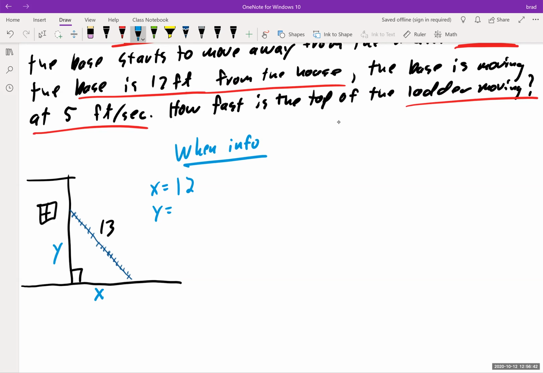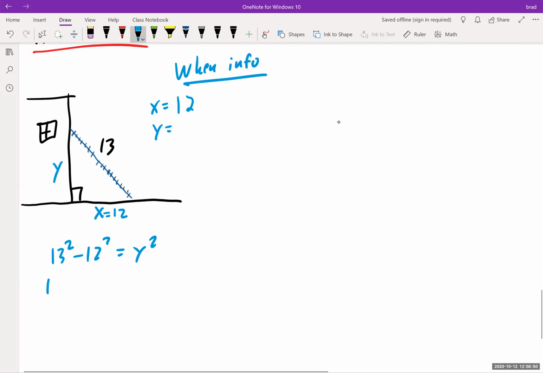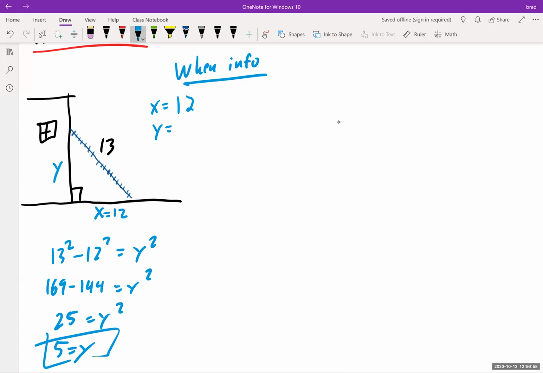So I know that if this is worth 12, then 13 squared minus 12 squared is equal to Y squared. So this would be 169 minus 144 equals Y squared. So then 25 equals Y squared. So then 5 equals Y. Okay, so now we come over here and we put a 5 here. So this is my "when" information, right?